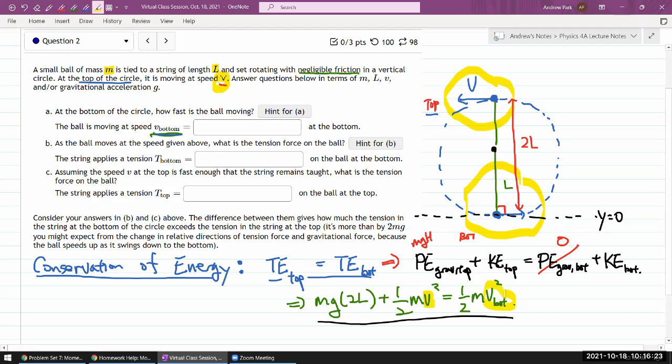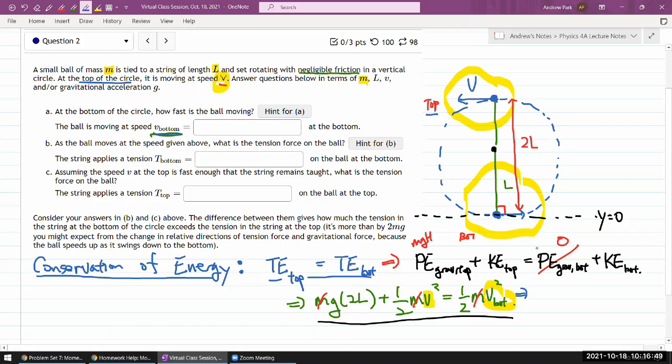Okay, so looking at this expression, I have one unknown, the speed at the bottom, and I think I know every other quantity. I mean, mass cancels out, but even if it didn't cancel out, it's one of the parameters I could use. So solve this for velocity at the bottom, and we're done. I'm just going to do that algebra in my head. You're welcome to pause and work it out yourself or double check my algebra.